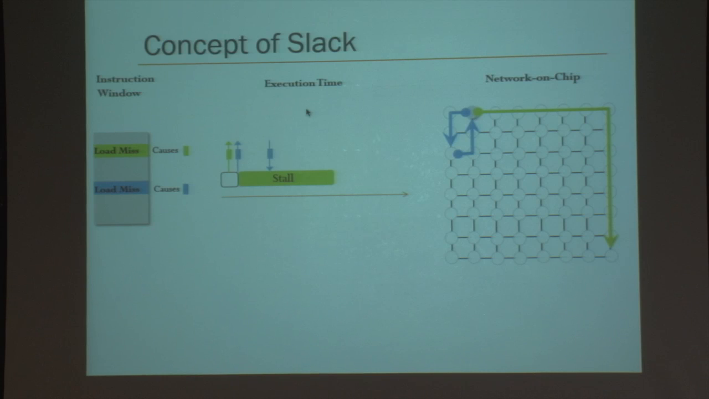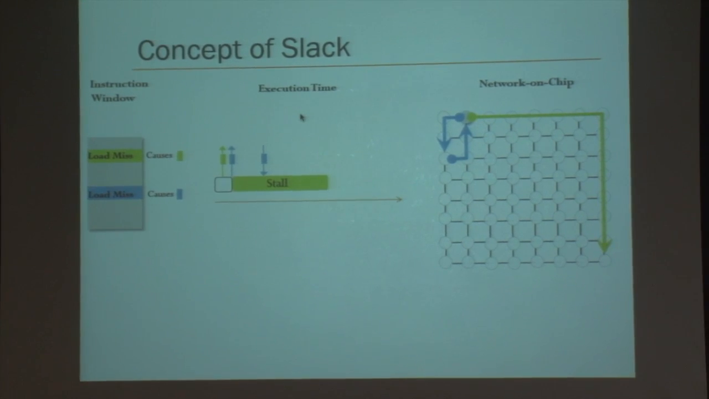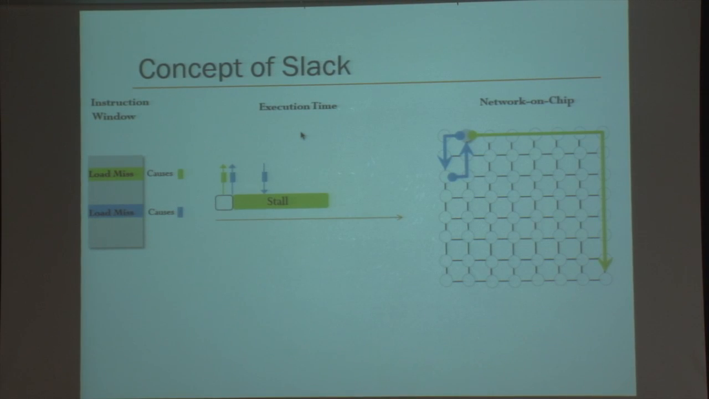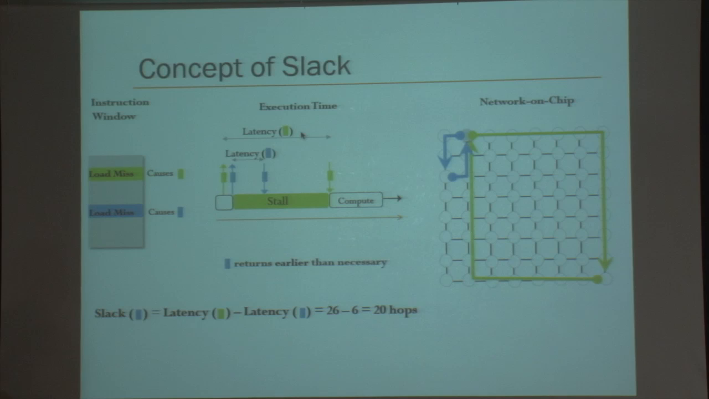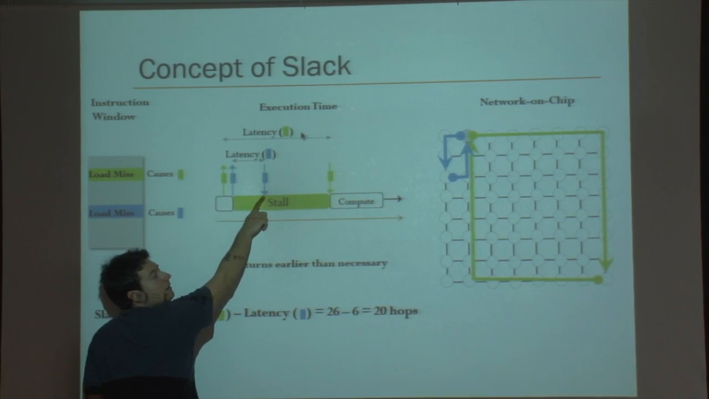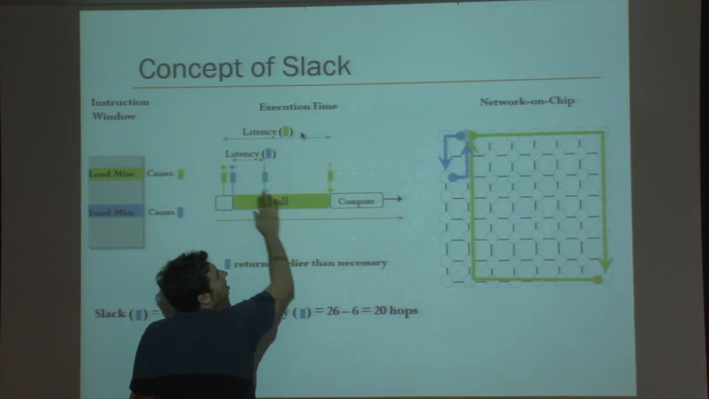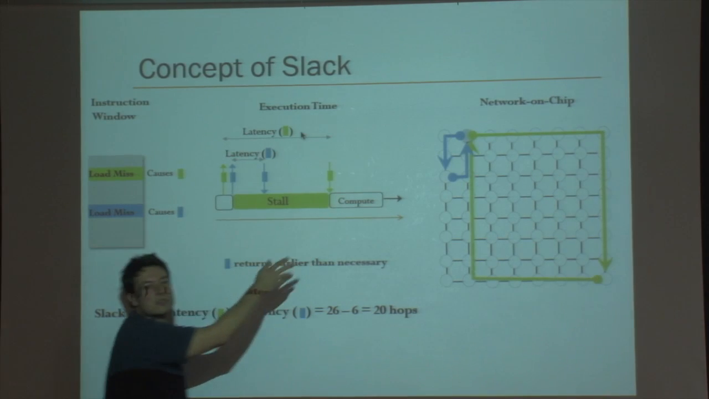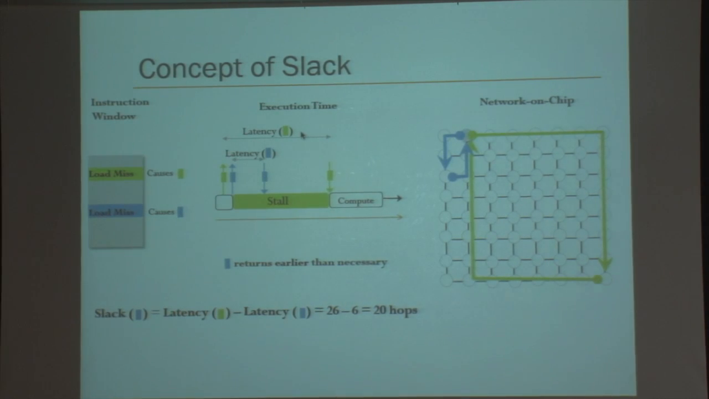Now, you will be stalled on the green one for quite some time because you have to go to the other end of the chip and bring it back, while the blue one is probably going to come back much faster. But it doesn't need to. And that's the important observation of this paper: there is slack for this blue packet. And the slack is essentially this distance here. It doesn't matter if the blue packet arrives here, here, or here. As long as it arrives sometime before you're done with your stall, it should be the same. It won't make a difference from the core's perspective.